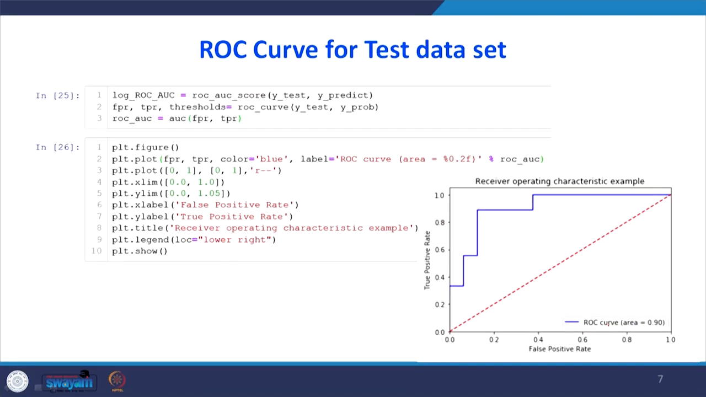Now, let us draw the ROC curve for the test data set. Only these things are changed. When we draw the ROC curve for the test data set, compared to this, the area under the curve has increased to 0.9. So what we infer from the previous one is that this model is performing well on our y test data set, because the AUC is 0.9.